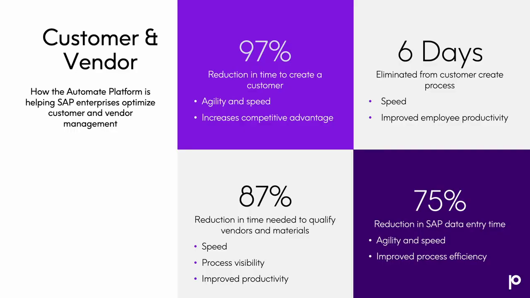Customer and vendor is another area where we talk to people a lot, and the idea of reducing the time that it takes to create a customer by 97%. This is an oil and gas company that cut it from 144 hours to 6. A huge amount of savings there. And an 87% reduction in the time needed to qualify vendors and materials.